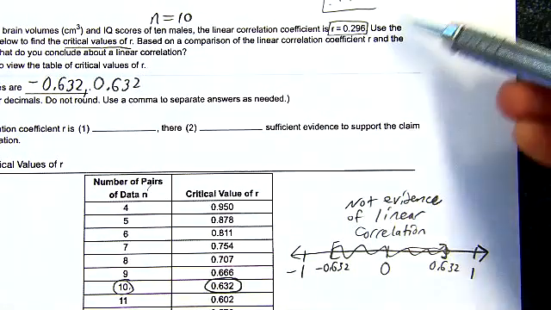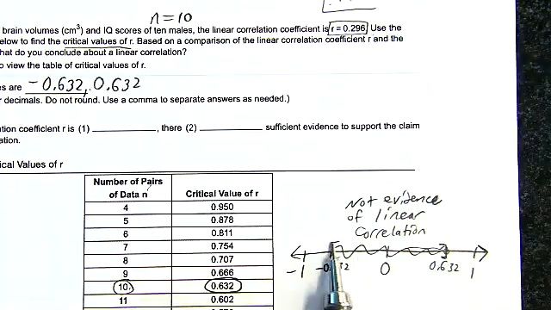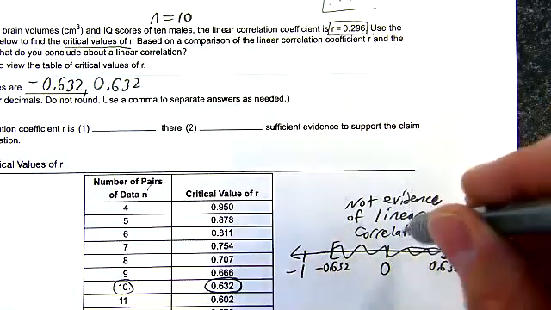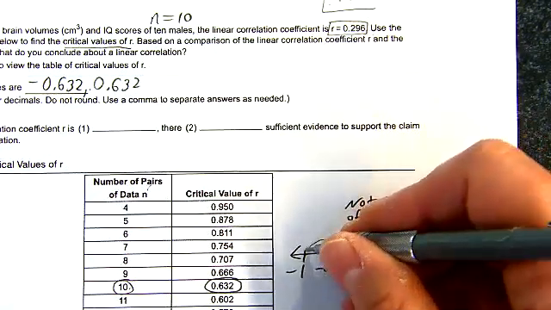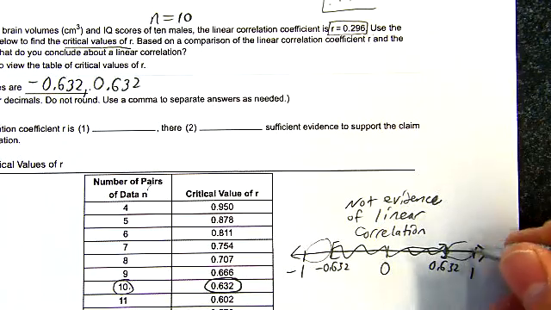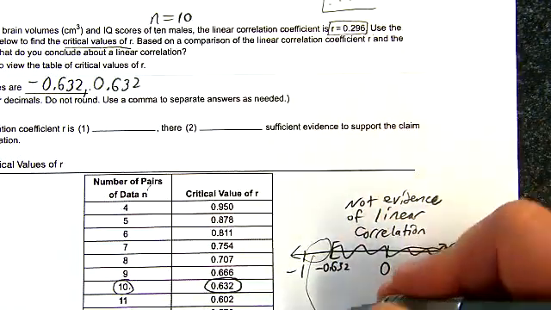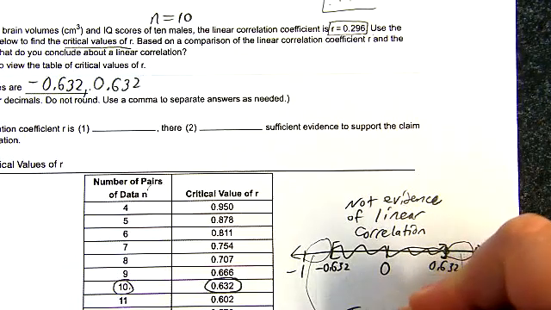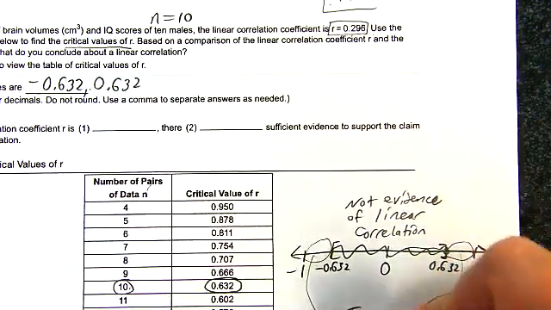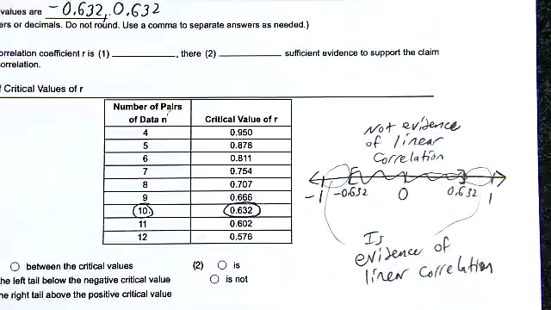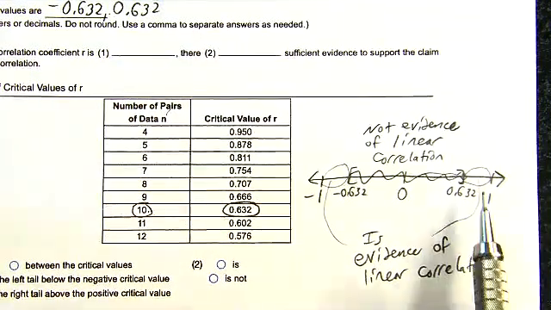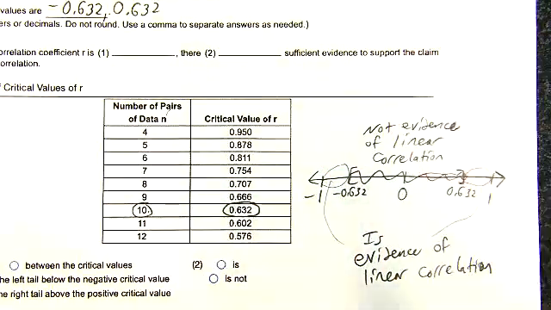Okay, so you're going to plot this R value on this number line. If it's in between these two, then it's not evidence of linear correlation. If it's in this region over here, or this region over here, that is evidence of linear correlation. So the only other step to this problem is to plot our R value and see, is it in this part, or the middle part?